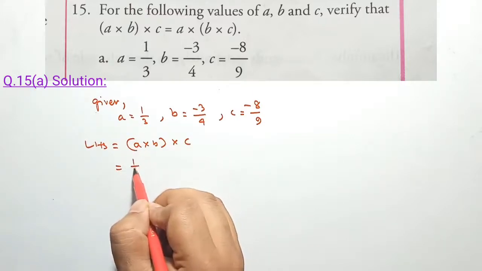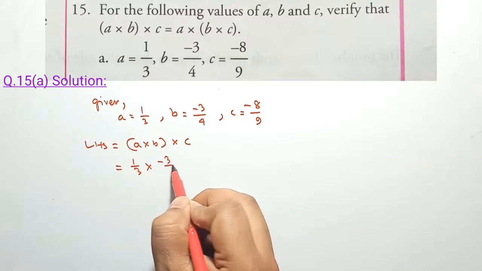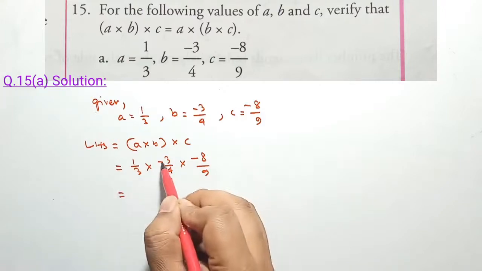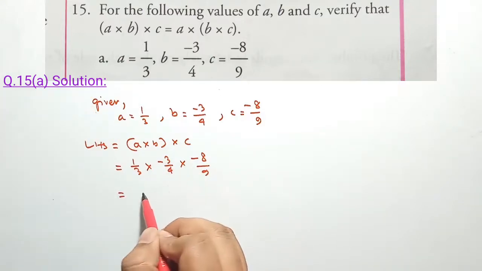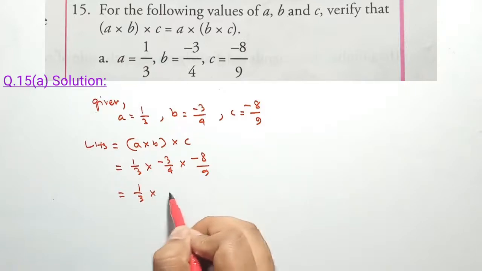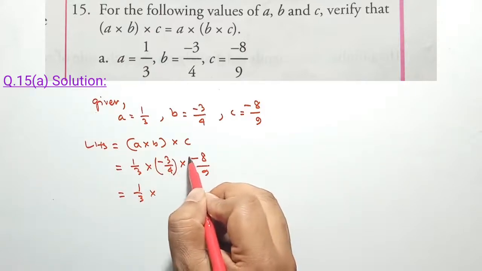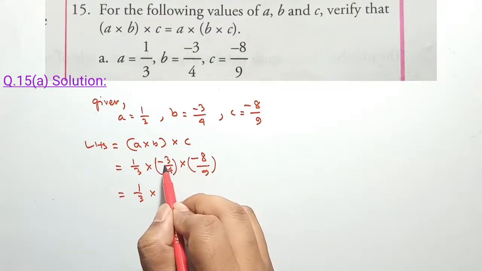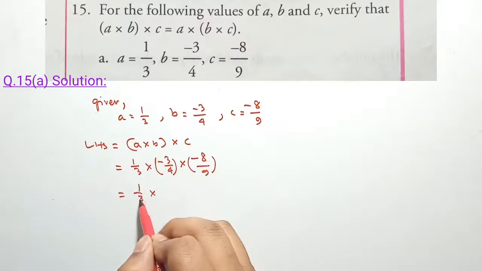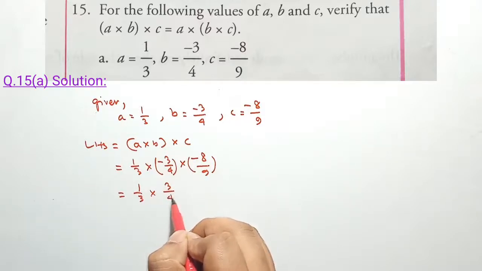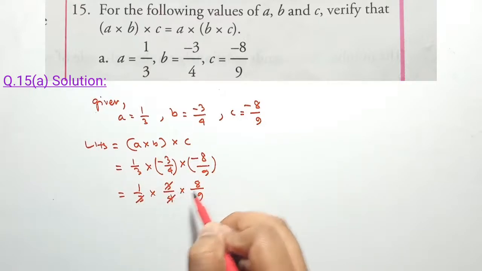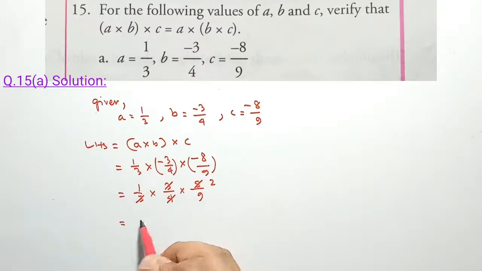A value is 1 by 3 into B value is minus 3 by 4 into C value is minus 8 by 9. When we open the bracket, minus and minus became plus, so 1 by 3 into 3 by 4 into 8 by 9. So 3 and 3 cancel, 4 2s are 8. Finally we get the value 2 by 9.